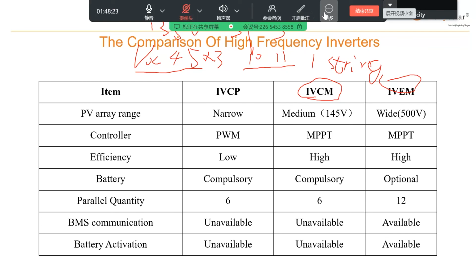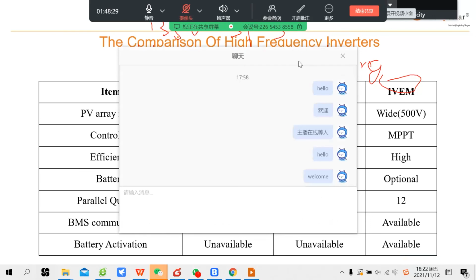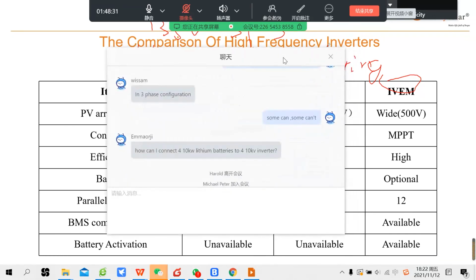About these parts, we can do more training in the system training part. Today we are mainly talking only about the inverter. Next time we can train on system installation or system design.